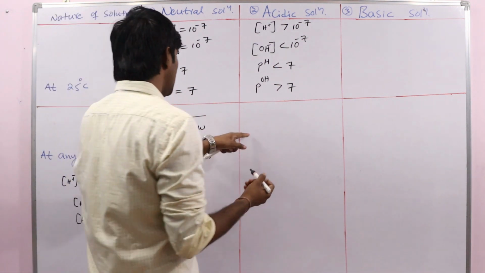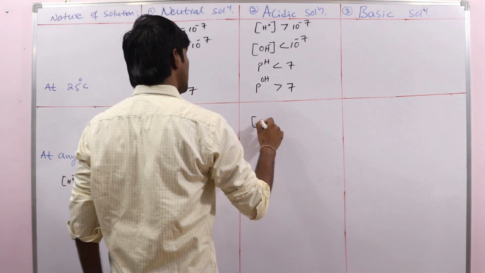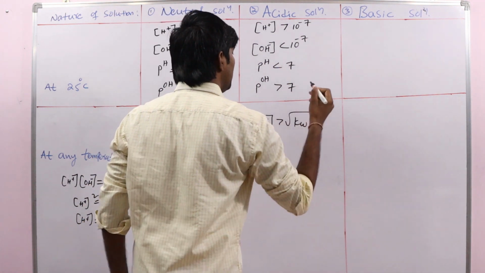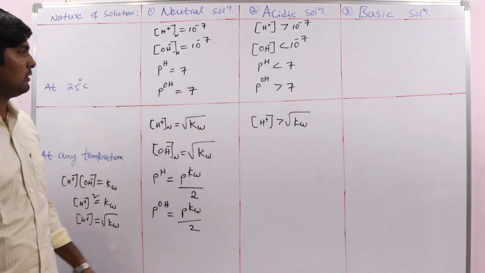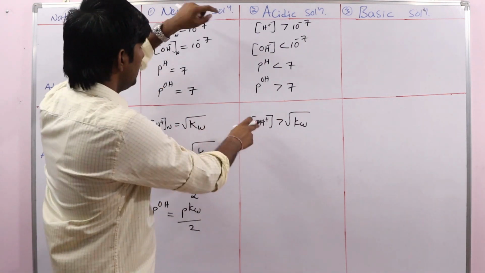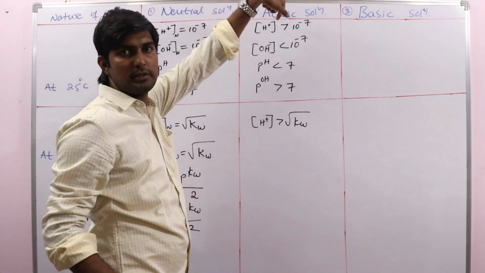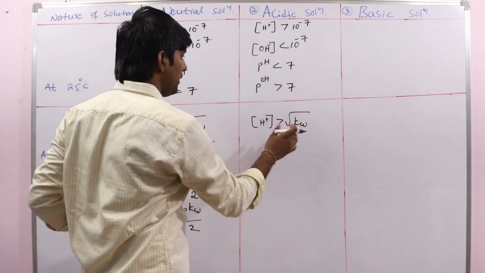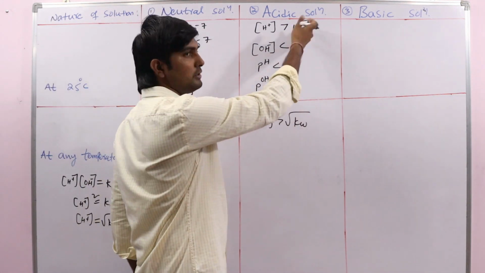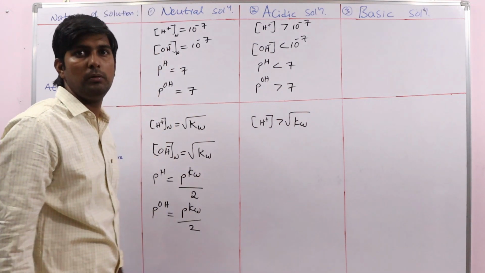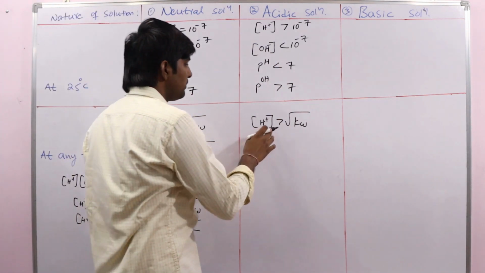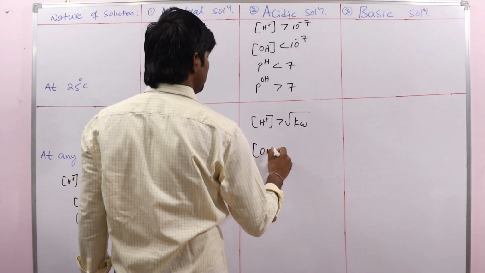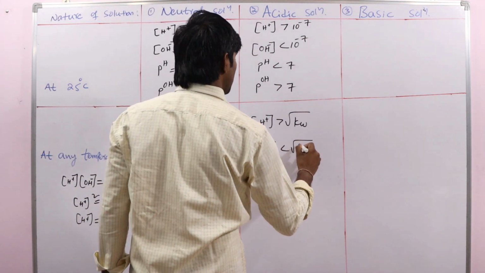Okay, in the same way, now the general case, how can we write? H plus ion concentration is greater than root Kw. Yes or no? Very simple. So here it is greater than 10 power minus 7 at 25 degrees centigrade. In the general case, at any temperature, how are we getting this? By taking root Kw. Yes or no? So H plus ion concentration is greater than root Kw and OH minus ion concentration is less than square root of Kw.